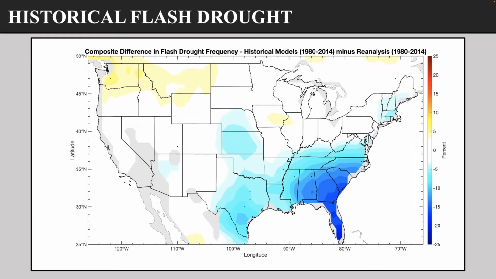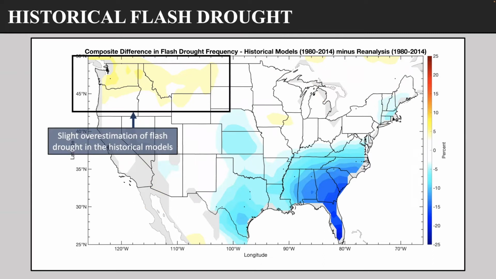Taking a look here, the yellow, orange and red colors on the color bar indicate that the models are overestimating flash drought occurrence in the historical period, and blue colors indicate that the models are underestimating flash drought in the historical period. So just a couple of regions to note. First one in the Northwest, we see a slight overestimation of flash drought overall, but really it's only around 5%, pretty low in terms of the overestimation.